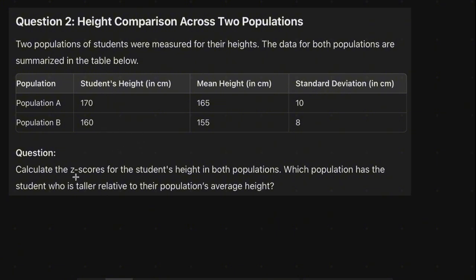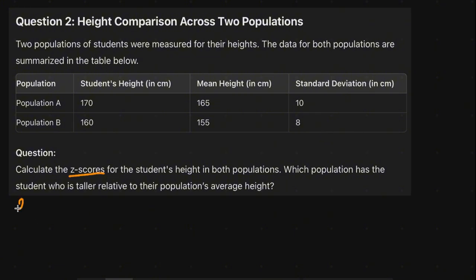But let's assume that we do not know what a z-score is and what the role of the z-score is in statistics. Now, looking at this table, the student's height in population B is 160, and the standard deviation makes you more and more uncomfortable about making any comparison, let alone a conclusion. That is why I'm going to use the z-score safely.